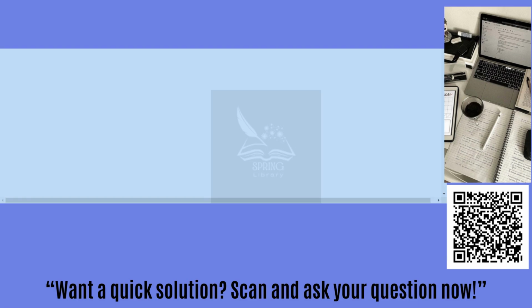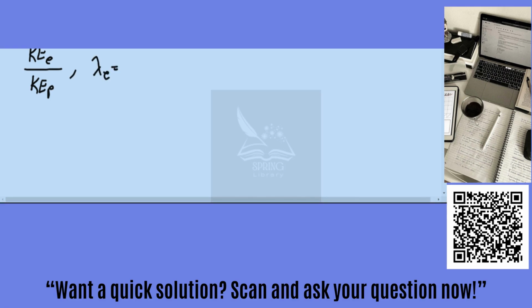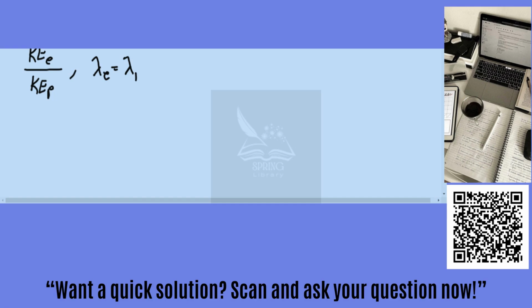Okay, so this problem asks us to find the ratio of the kinetic energy of an electron to the kinetic energy of a proton, given that the de Broglie wavelength of the electron is equal to the de Broglie wavelength of the proton, and we're working at speeds that are much less than the speed of light.